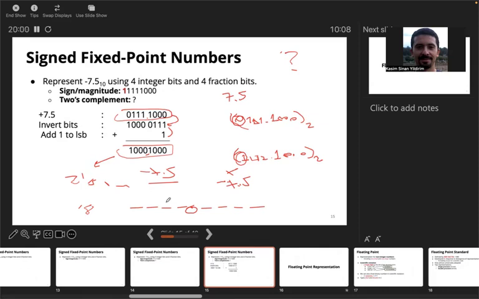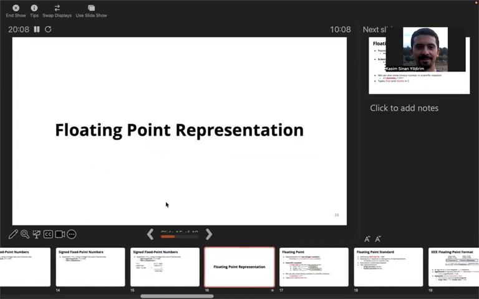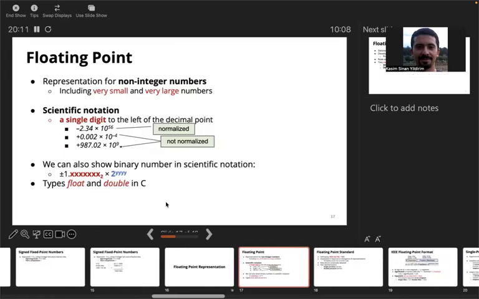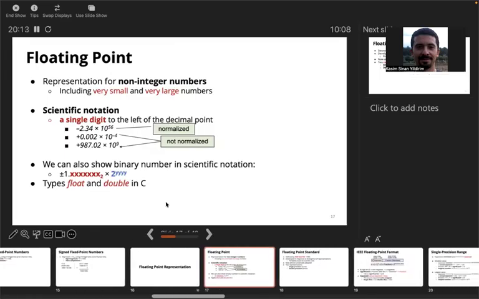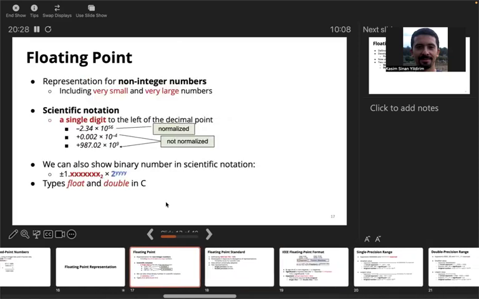How can we represent very, very small numbers or very, very large numbers? We definitely need a more systematic representation. So that's why we have floating point representation, a representation for non-integer numbers, including very small and very large numbers. So let me just show you one slide, and then I will conclude today's lecture and we can continue on Wednesday.